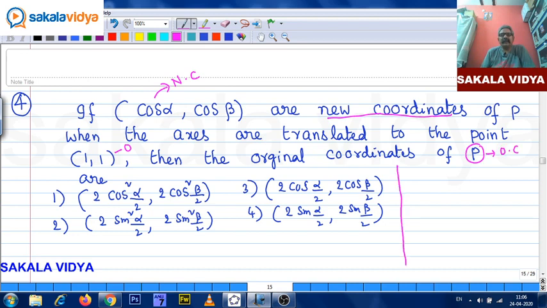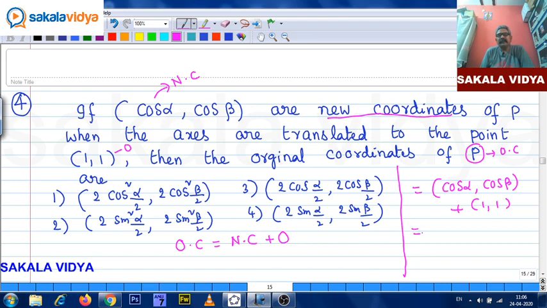So what is the relation we have? OC is equal to NC plus origin. Okay, that means now you need to add that all. New coordinates is cos alpha, cos beta, plus origin. Origin shifted to 1 comma 1.